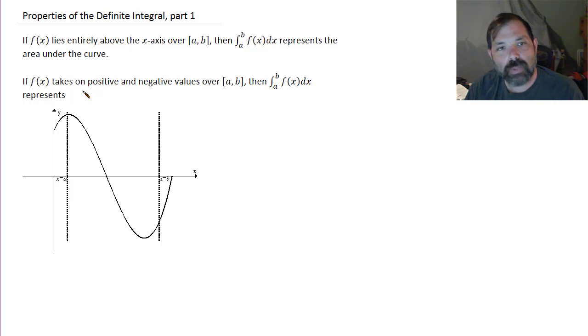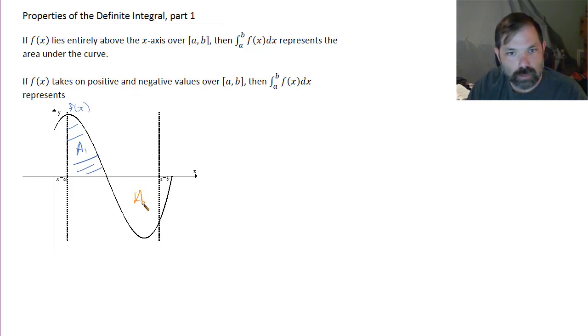Now, what happens if the function takes on positive and negative values over the interval? So here in this diagram, I have a function. This is the function f of x. And we see that it takes on some positive and negative values over the interval a to b. So now, when we think of this integral from a to b of f of x dx, we think of it as being two regions. Here we have region A1. And then here's A2, the second region.